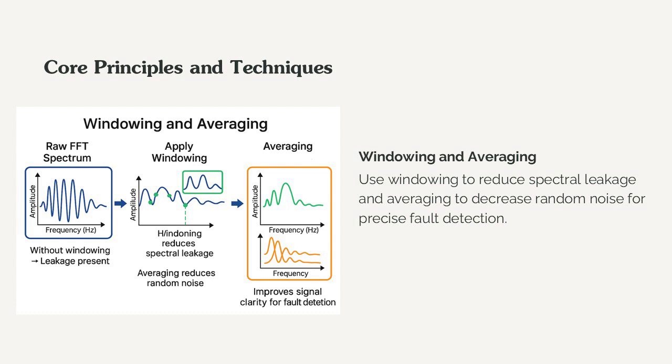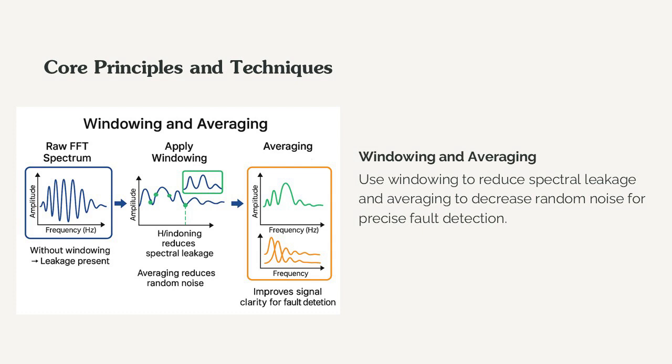The middle diagram is windowing. It displays a Hanning window shape, a smooth curve tapering at the ends. It shows the time domain signal multiplied by the window. An arrow points to an improved spectrum with reduced leakage. It is annotated as windowing reduces spectral leakage, and the right side diagram is averaging.